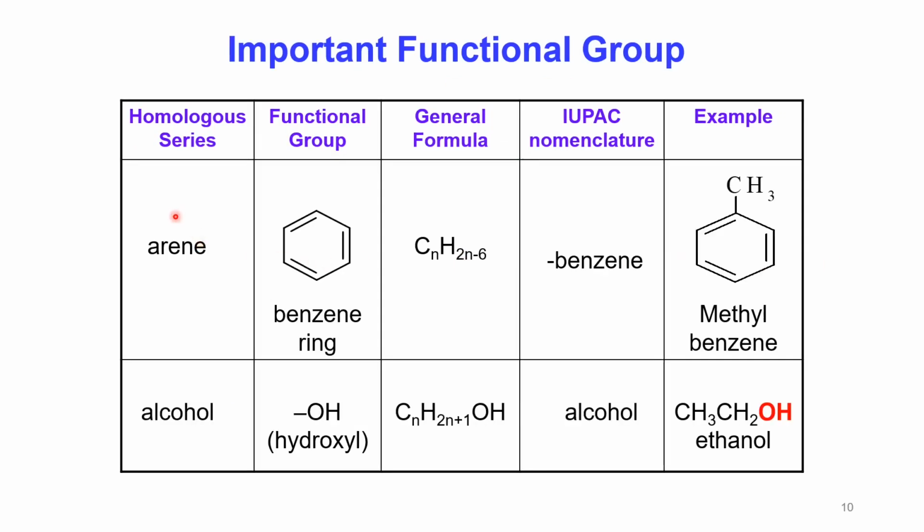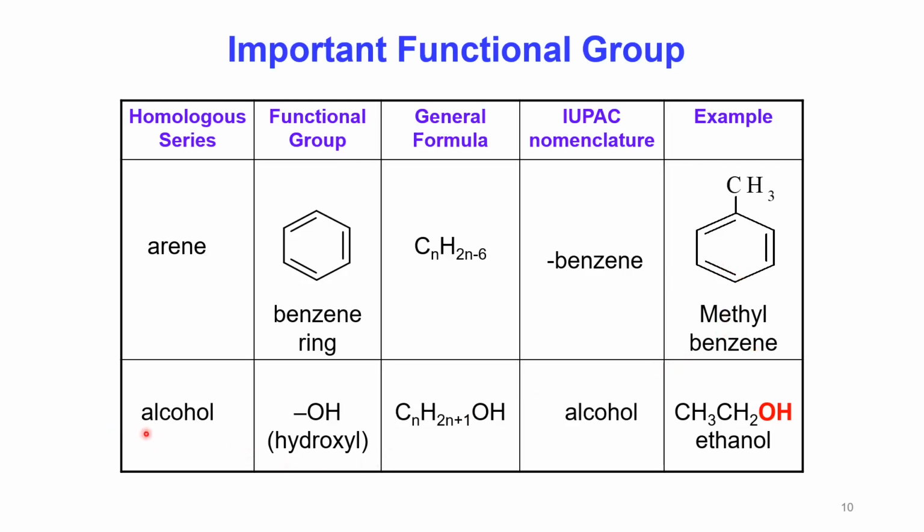The next homologous series is arene. Arene is the benzene ring. This is the structure of the benzene ring, which is hexagon shaped and contains 3 double bonds. The general formula for arene or benzene ring is CnH2n-6. The IUPAC name is benzene, so the nomenclature ends with the word benzene. For example, we have methylbenzene. This is an example of the homologous series for arene.